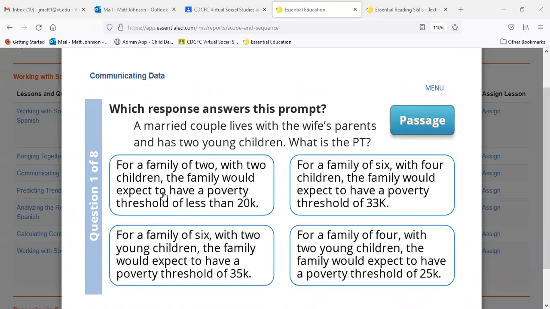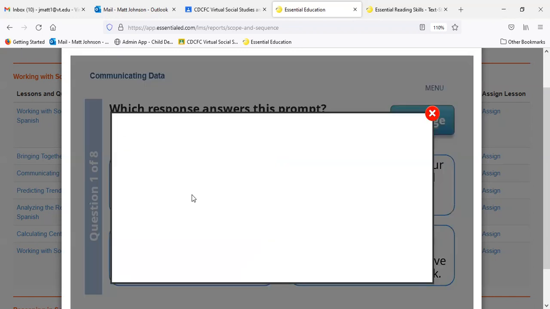So it's asking you to respond in a full sentence again, or a couple sentences. A married couple lives with the wife's parents and has 2 young children. So you want to think about, okay, how many adults is that? How many children? A married couple, we're going to have 2. And then the wife's parents, we have 2 more, right? So we got 4 adults and 2 young children. That's 6 family members, 4 adults, 2 children.